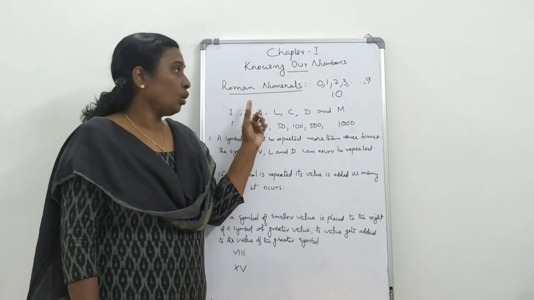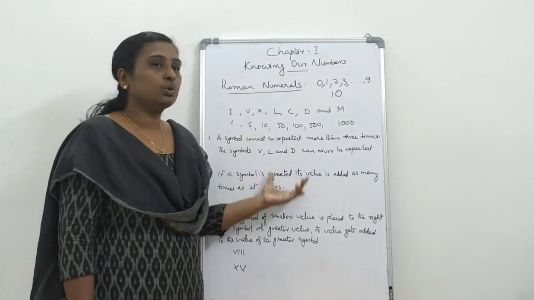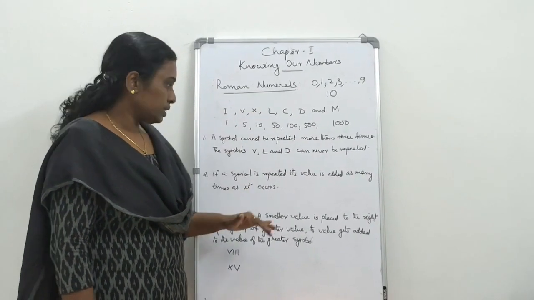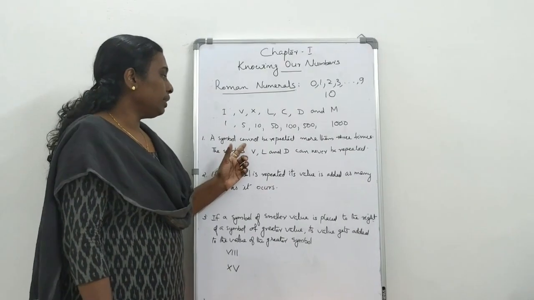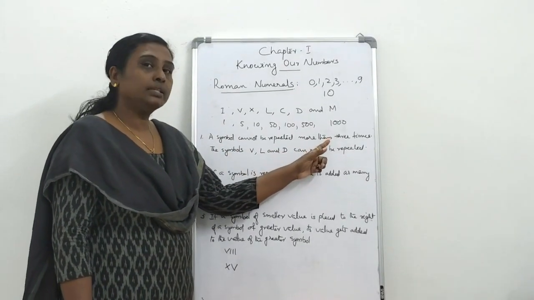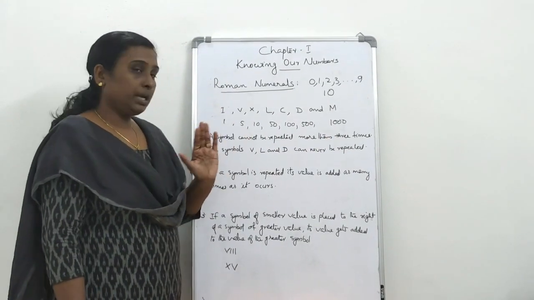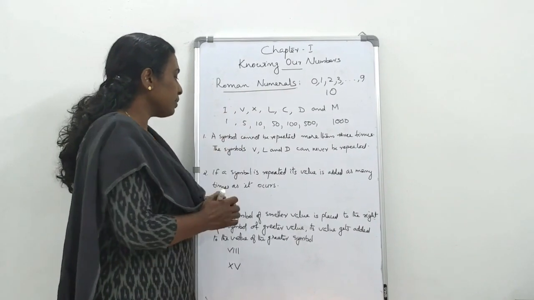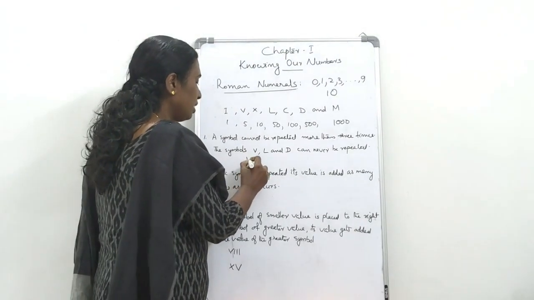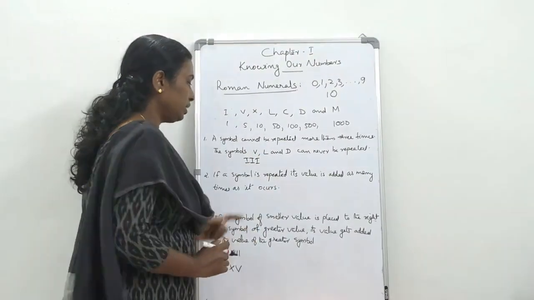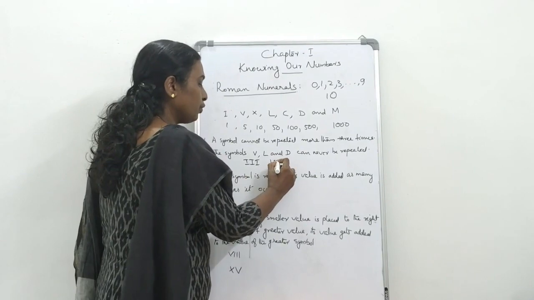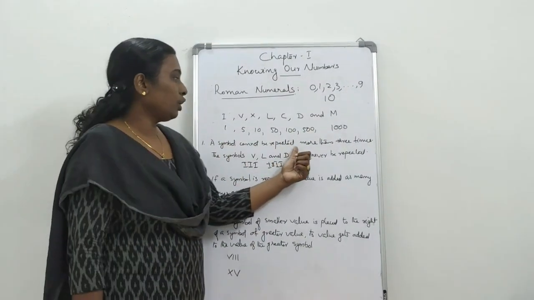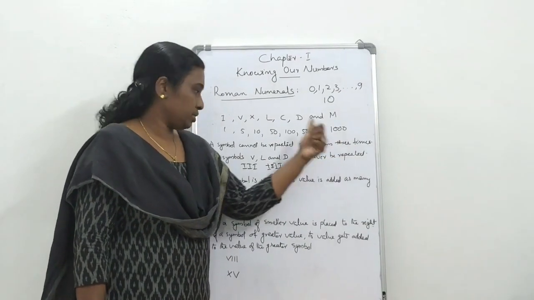For writing Roman numerals, we use certain rules. According to these rules, we can write Roman numerals. The first rule: a symbol cannot be repeated more than 3 times. That is, if I is repeated, I I I is possible, but 4 times I is not possible. A symbol cannot be repeated more than 3 times.